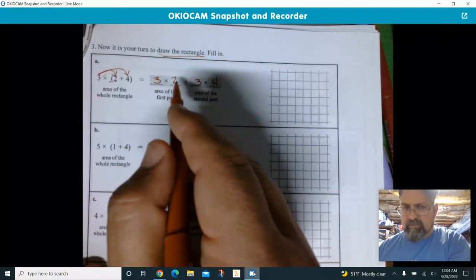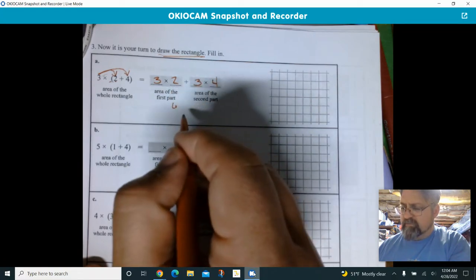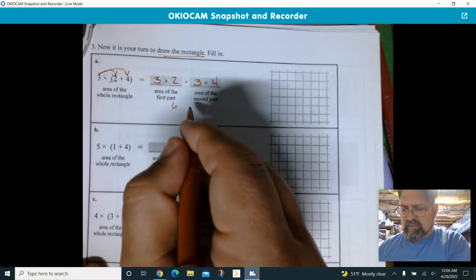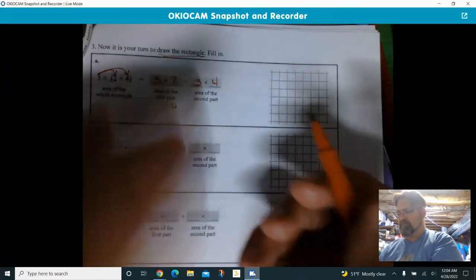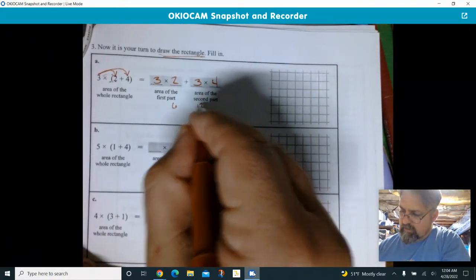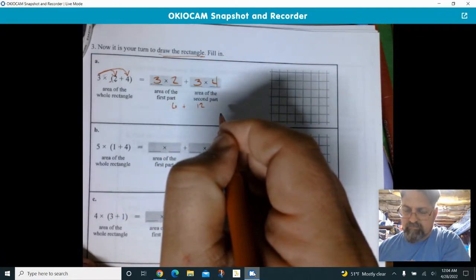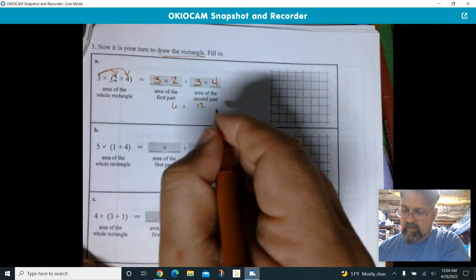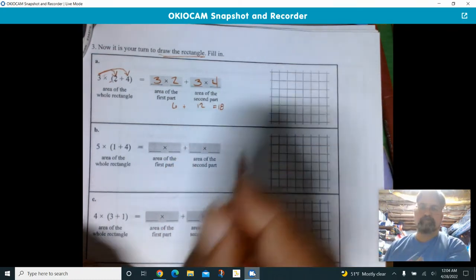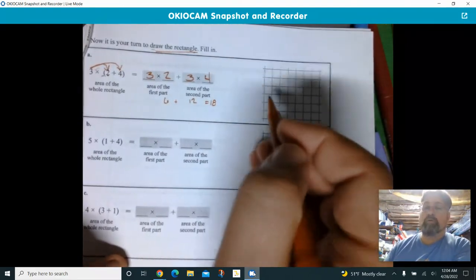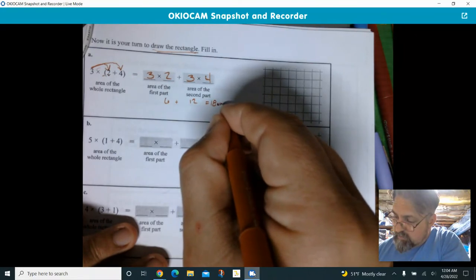What is 3 times 2? 6. Very good. What's 3 times 4? Takes a little more doing there. 3, 6, 9, 12. So if we had that plus sign in the middle, 6 plus 12. There we go. Now we have to draw, oh, hang on, 18 units squared.